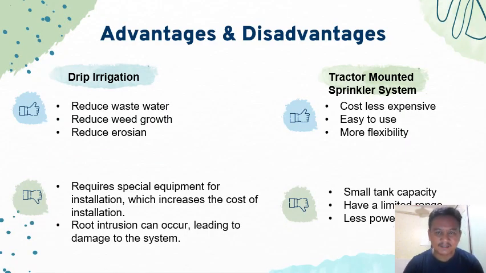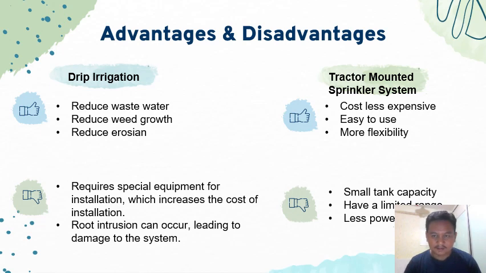There are advantages and disadvantages for the drip irrigation and tractor mounted sprinkler system. The advantages of drip irrigation: reduces wastewater, reduces weed growth, and can reduce erosion. Then the disadvantages: it requires special equipment for installation, which increases the cost of installation. Root intrusion can occur, leading to damage to the system.